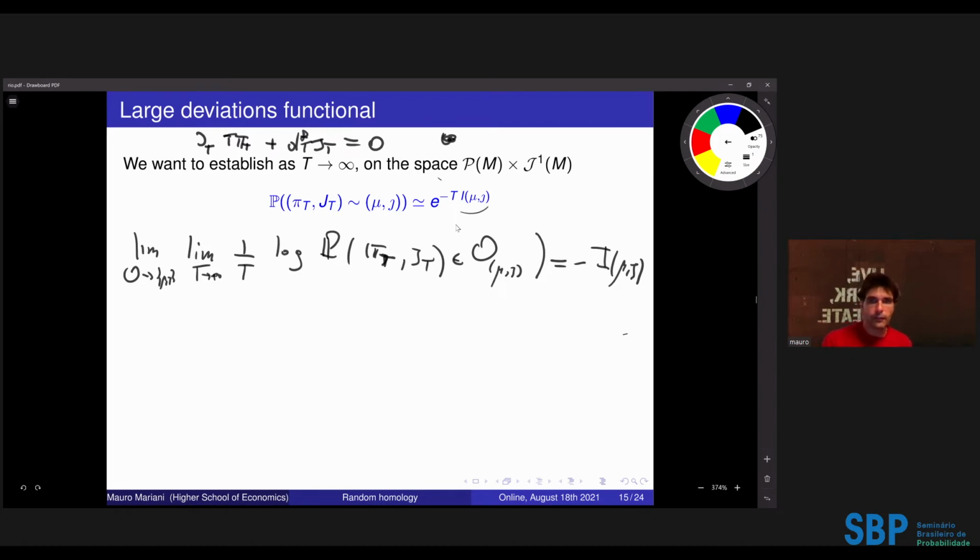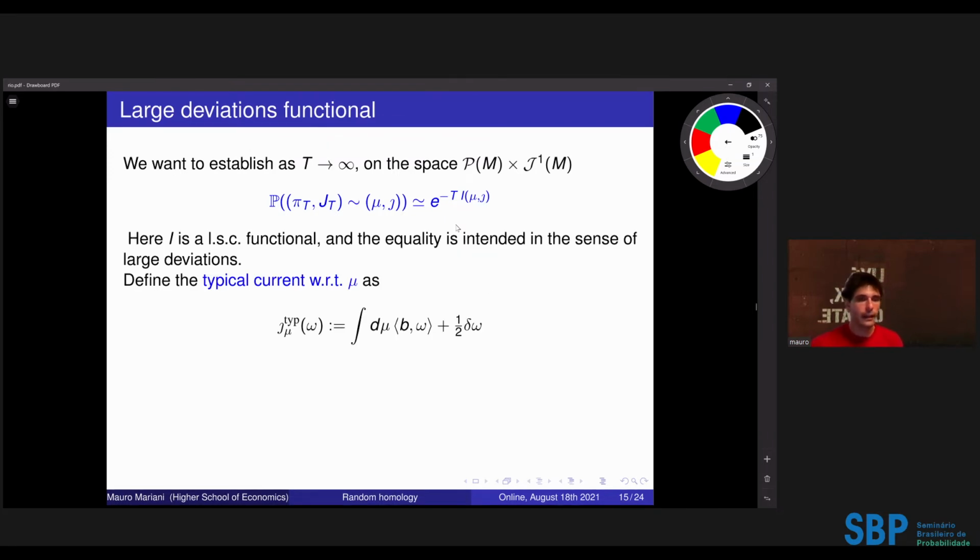This is well defined in the space of lower semi-continuous functionals I of mu and j. So I just need to define to you who is I of mu and j. There is absolutely no surprise, and I think for most of the people here this first result is absolutely standard. Define the typical current when you are in the measure mu, which is just the integral in mu of b omega plus 1/2 delta omega. If omega is df, this would be Lf. But if omega is not df, you just add this object. So this is the typical current while in the measure mu.